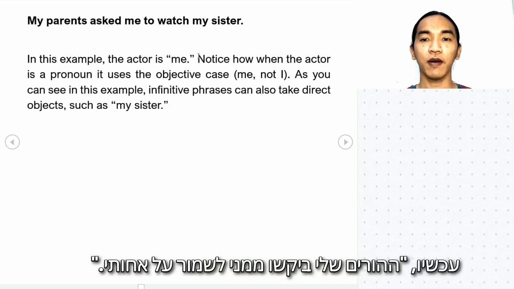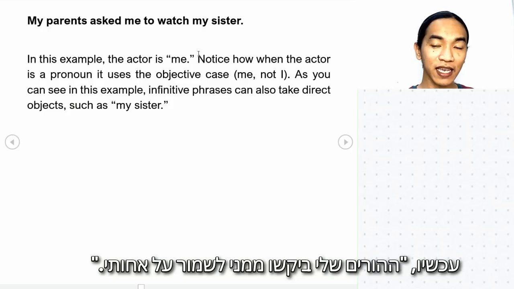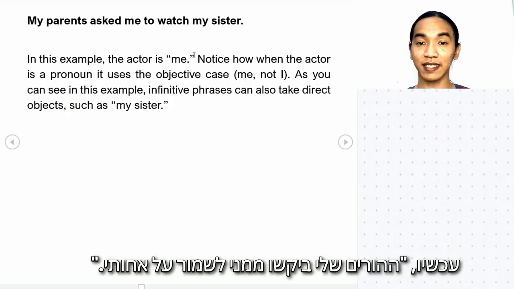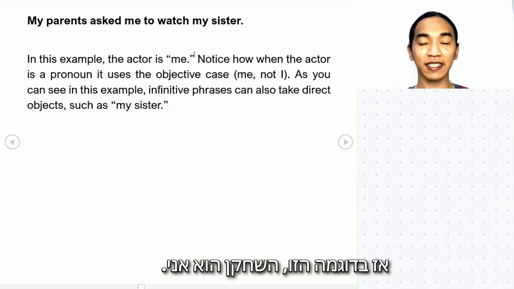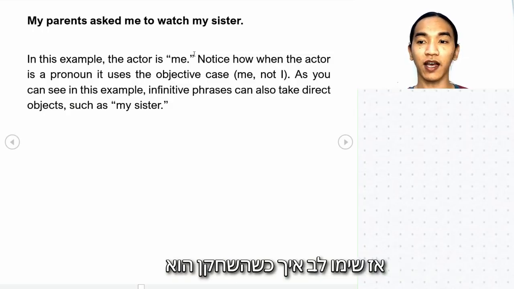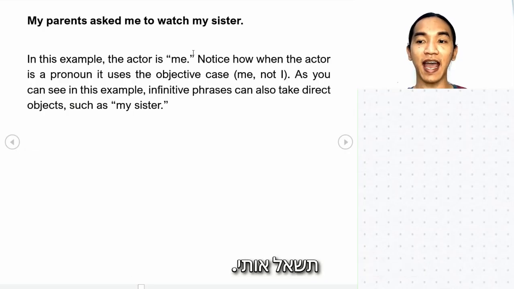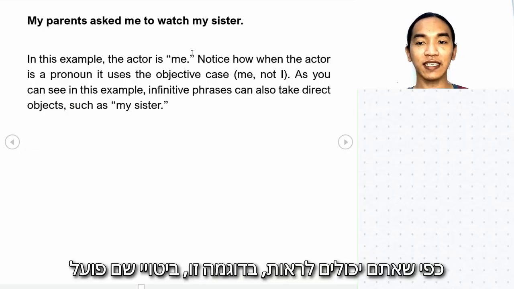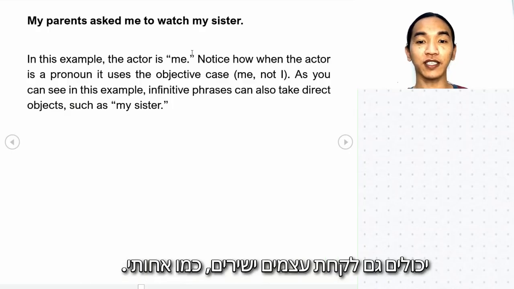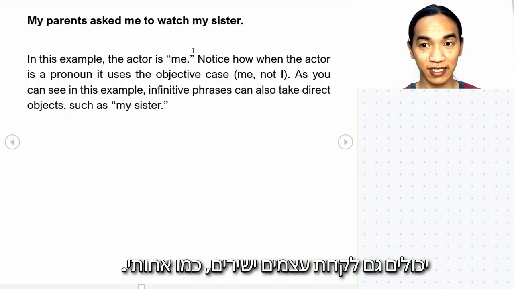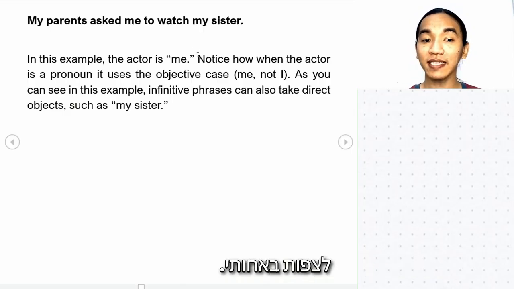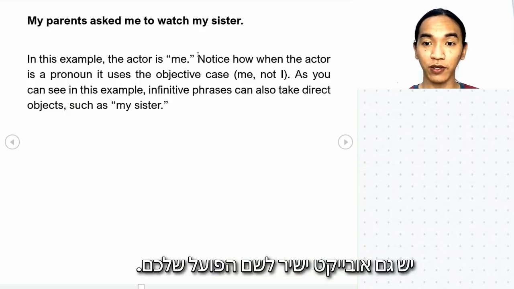Now, my parents asked me to watch my sister. In this example, the actor is me. Notice how when the actor is a pronoun, it uses the object case, me. As you can see in this example, infinitive phrases can also take direct objects such as my sister. To watch my sister. There's also a direct object to your infinitive.